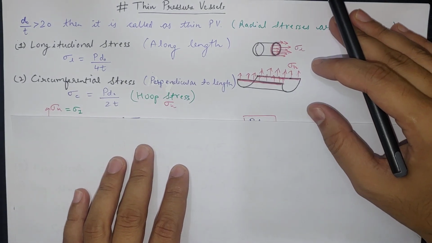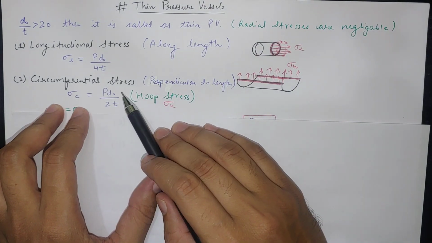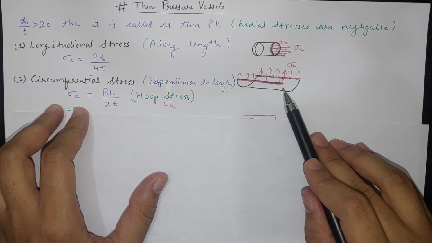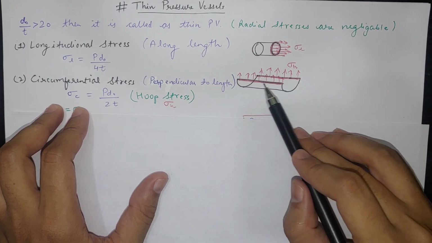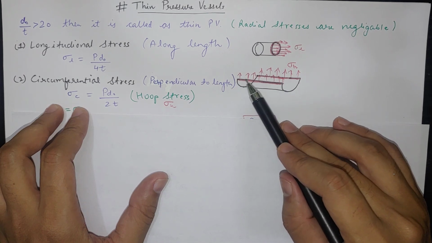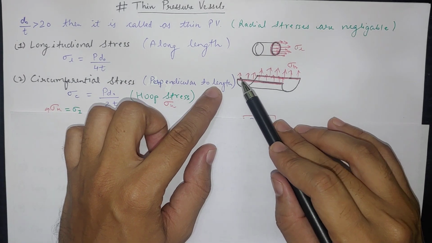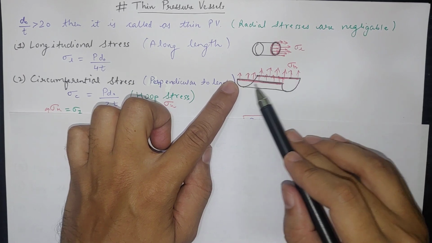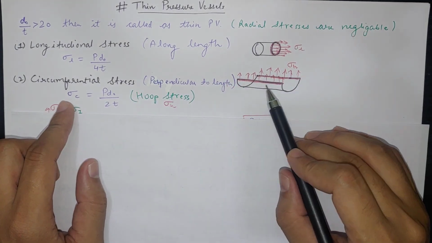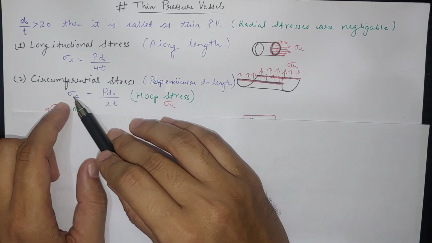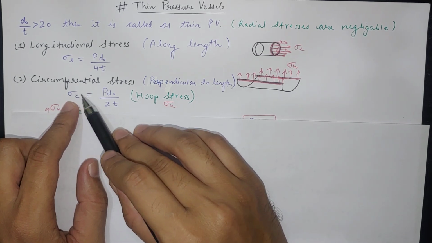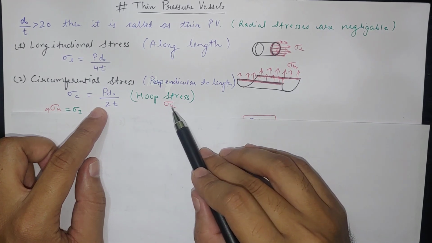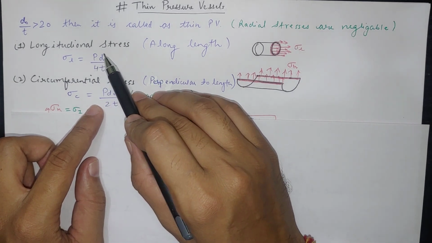The other type of stress in this vessel is circumferential stress, which is perpendicular to the length of the vessel. If we cut the vessel in half like this, then on the thickness of this vessel along the length there will be a stress developed, which is the hoop stress. So on these two edges there will be hoop stress, and if we balance it with the pressure, we get the relation sigma c, the hoop stress or circumferential stress, which is P D0 by 2t. It is also called hoop stress, sigma h. So P D0 by 2t for hoop stress, and P D0 by 4t for longitudinal stress.